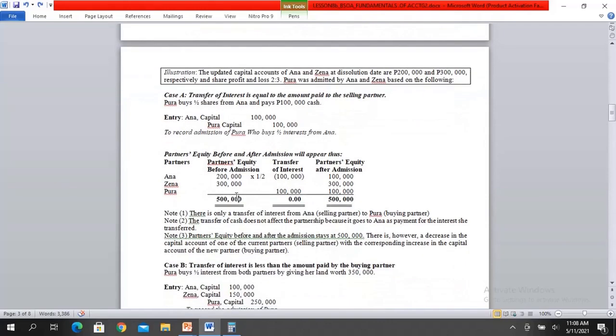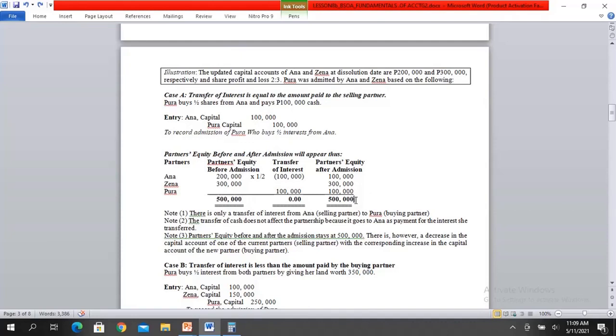So, kung titingnan nyo, walang pagbabago dito sa total partner's equity before admission and the total partner's equity after admission. So, walang pagbabago sa total. Ang nagbago lang is kung magkano na yung amount ng interest ni Ana at saka ni Pura. Nabawasan yung kay Ana, naging from 200,000, naging 100,000 na lang. So, saan napunta yung 100,000? Napunta na kay Pura kasi binenta niya kay Pura. Ayan. So, yun lang yung nagbago. Pero yung total amount nila is, our total partner's equity before and after the admission, walang nagbago.